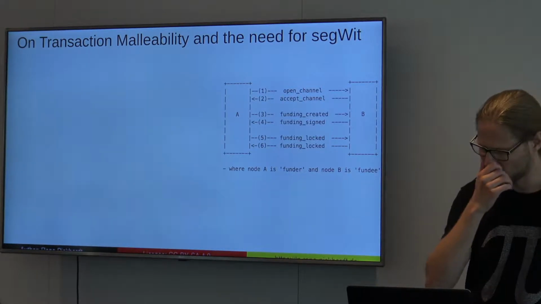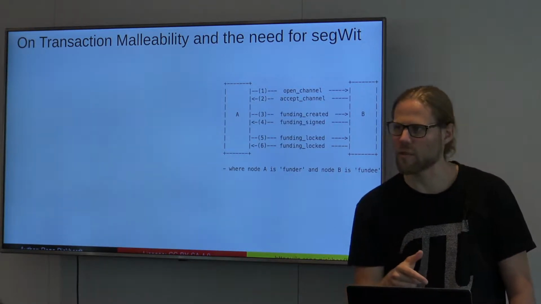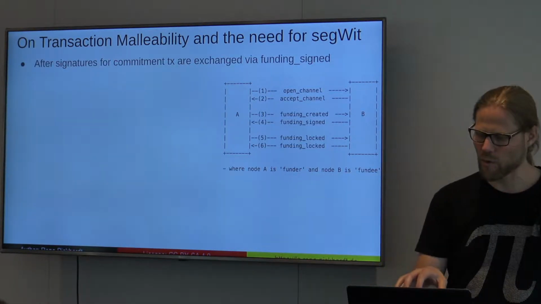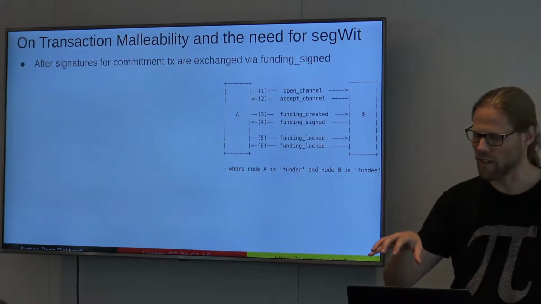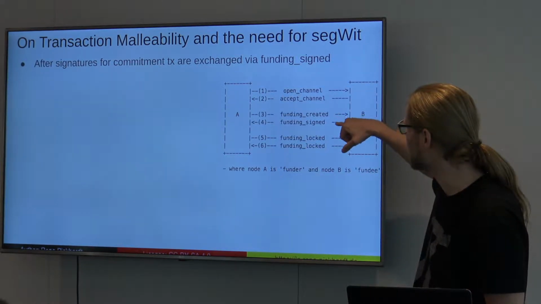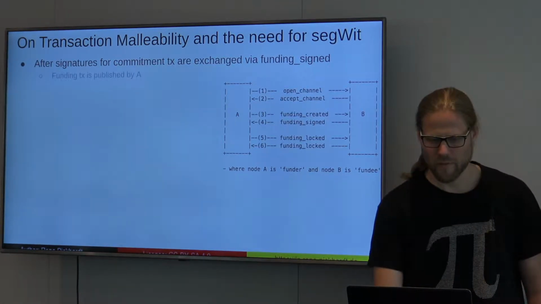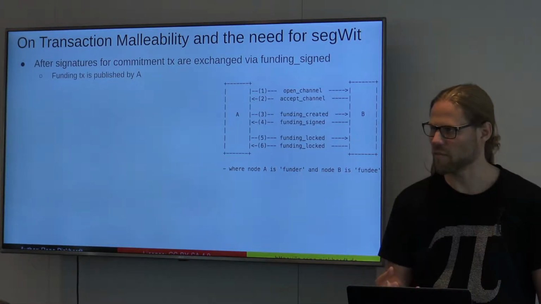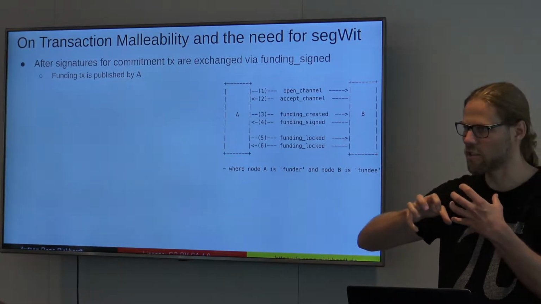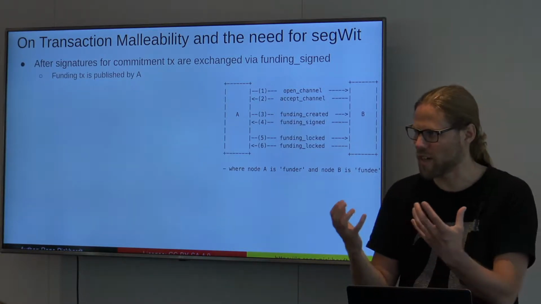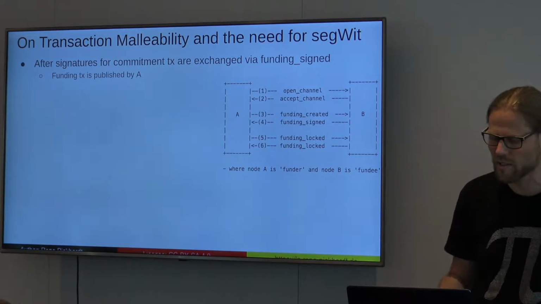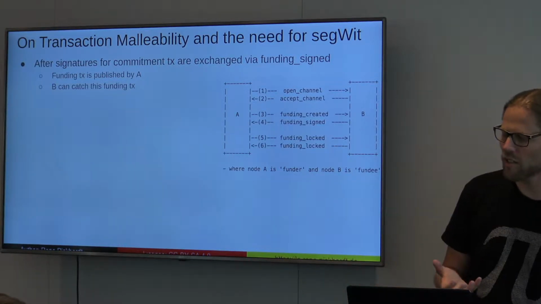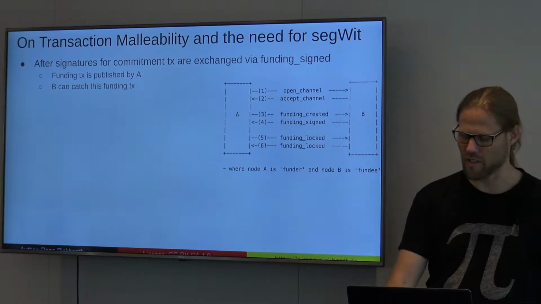Okay, so on transaction malleability and the need for SegWit, I promised in the beginning I would talk about this a little bit. After signatures for commitment transactions are exchanged via the funding signed message, so we are here, the funding transaction is published by A, right? Because Alice now has the second signature, and her own signature she can produce by herself. She doesn't need any communication for this. So let's assume she publishes the funding transaction. What B can do is catch this funding transaction.